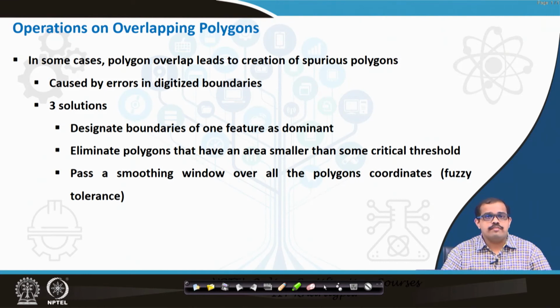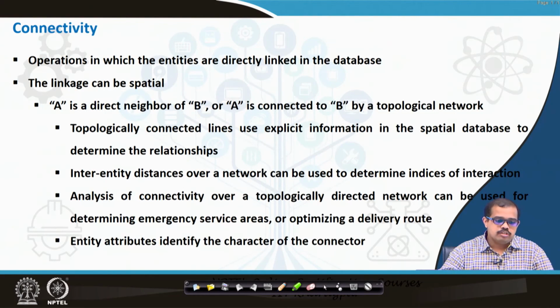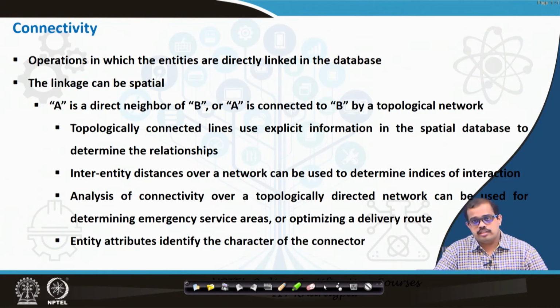Then pass a smoothing window over the polygon coordinates. This can be done using a fuzzy tolerance. Very easily done, and most studies do this. They do a smoothing window so that all spurious polygons are removed or adjusted in a way that they sit on each other, sharing the same common boundary. So that is about how the overlaying of polygons is done.